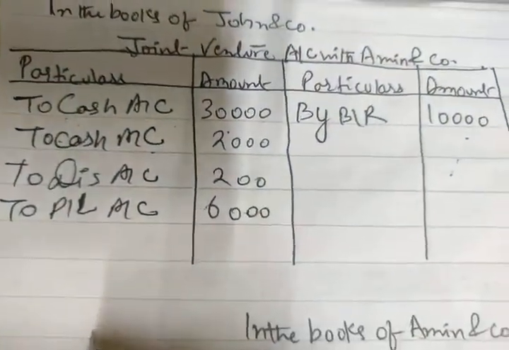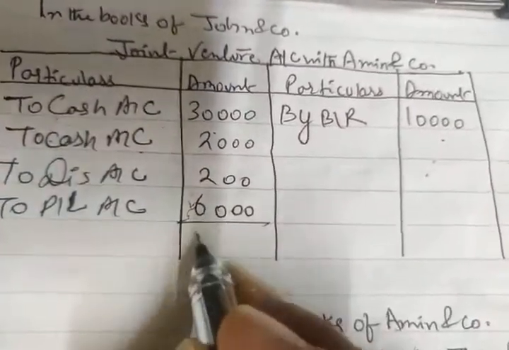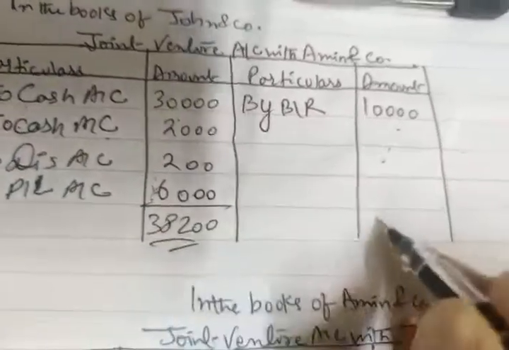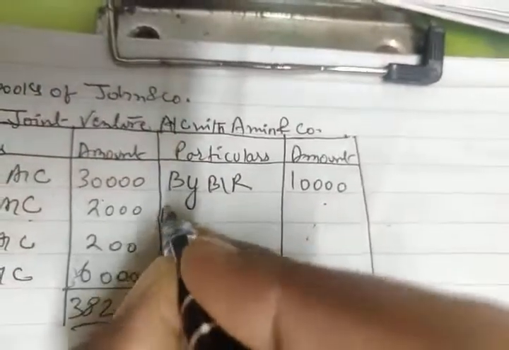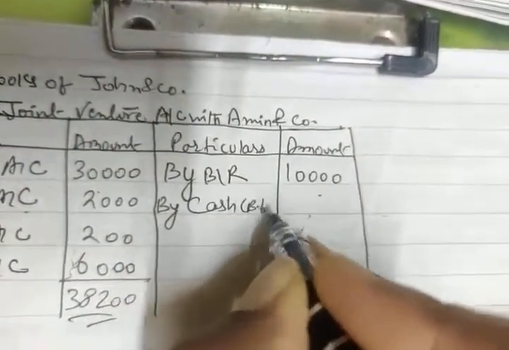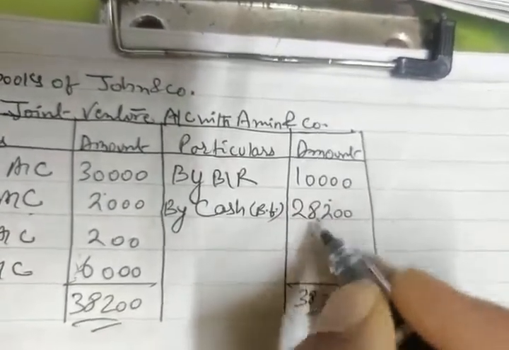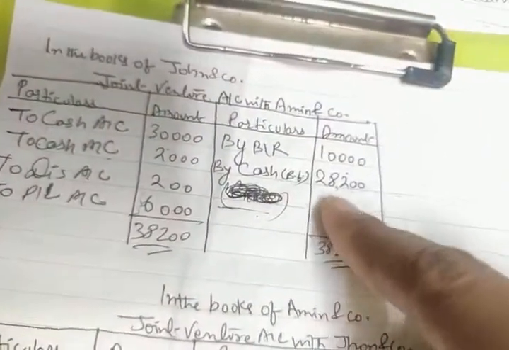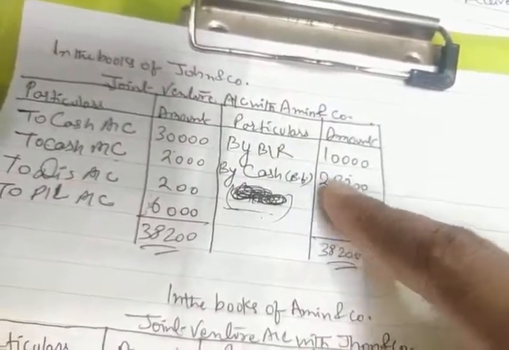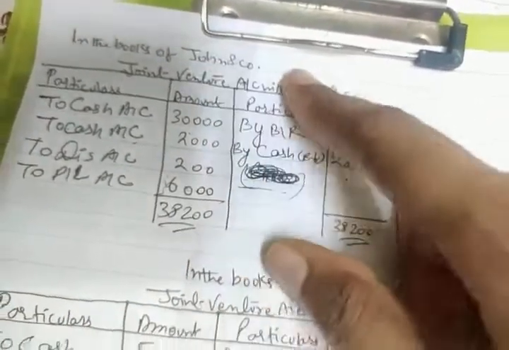6,000 rupees. Okay, and now if we do the total it is 38,200, and we are going to get the balancing figure on the credit side. So by cash, that is your balancing figure. Fine, how much balancing figure? 28,200. So as I have told, the cash balancing figure we are going to get is 28,200 in the books of John and Company.